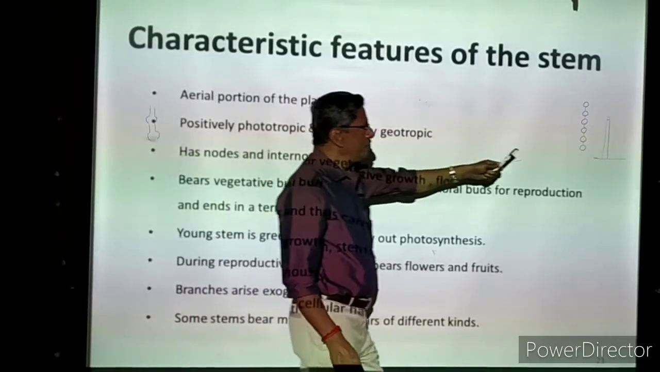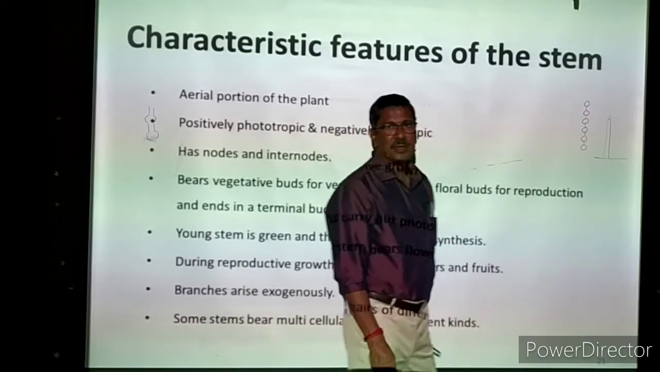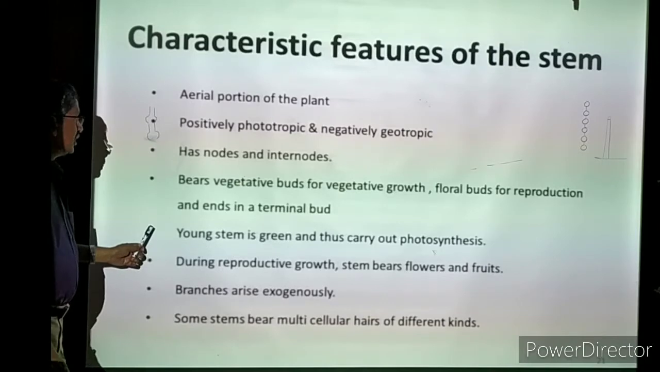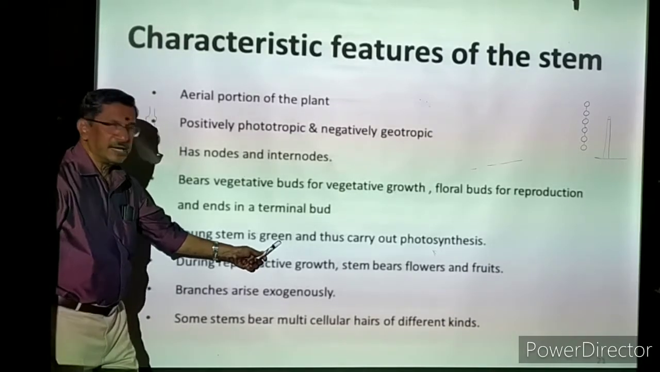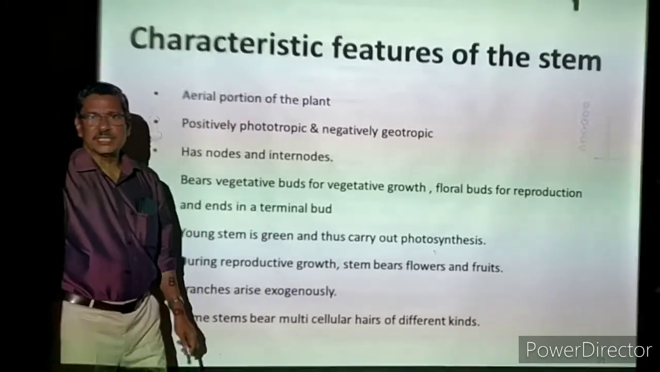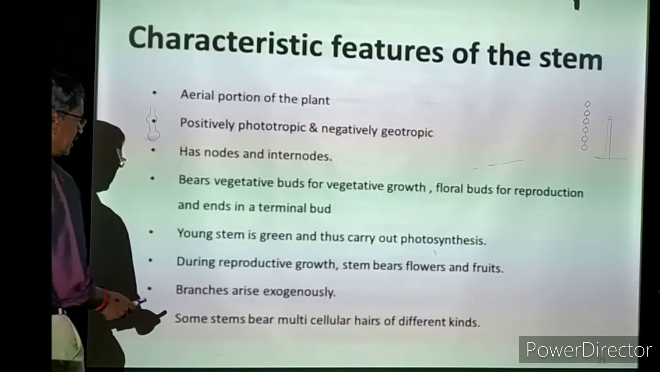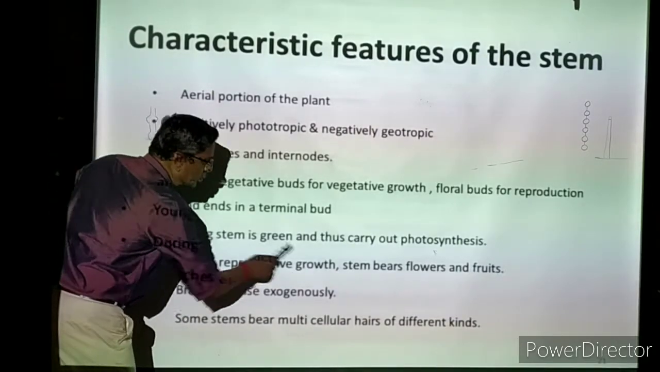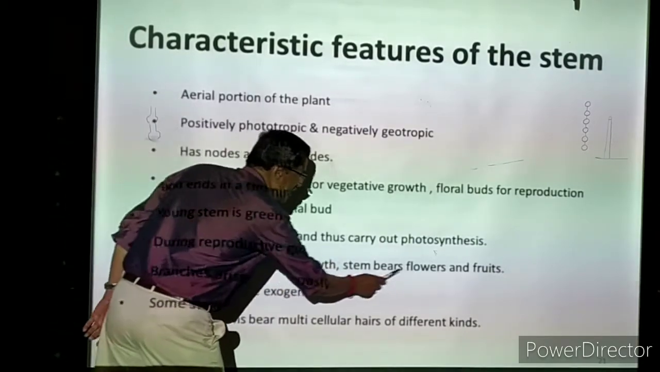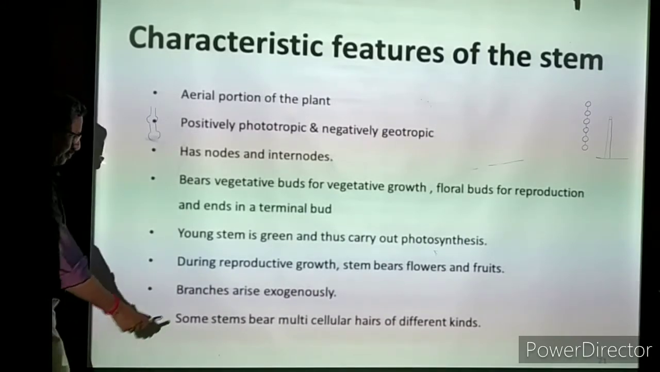Assume that this is the main stem. At the tip the meristem is there. Over the meristem at the tip one bud will be there. That bud is called a terminal bud. The young stem is green. Always the young stem will be green in color and thus carries out photosynthesis. So the young green stem can prepare food by photosynthesis. During reproductive growth, that means when the plant is producing flowers, fruits and all, the stem bears flowers and fruits. Only at the time of reproduction will flowers and fruits be there.